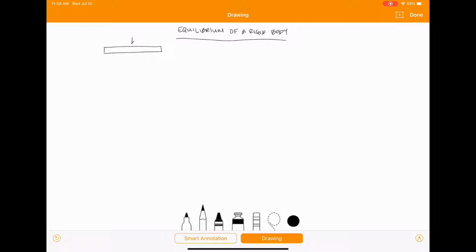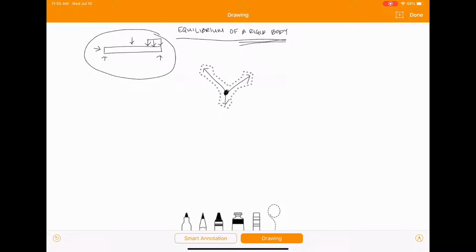Because you can have forces in the middle, you can have forces down at the end. You also have reaction forces. So as you can see, there's not one similar point in here that all the forces go through. So therefore, it's going to be equilibrium of a rigid body. Whereas in our last example, we had a system that looked like that, where all the forces coincide at one similar point. However, the steps are still going to be the same.